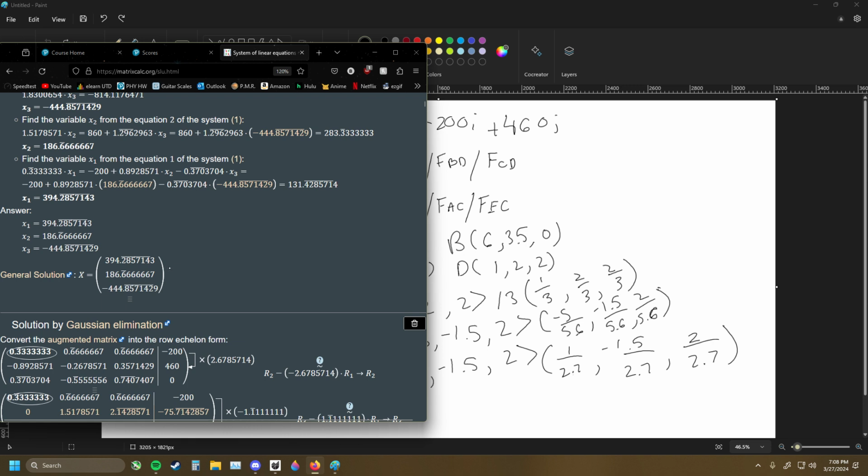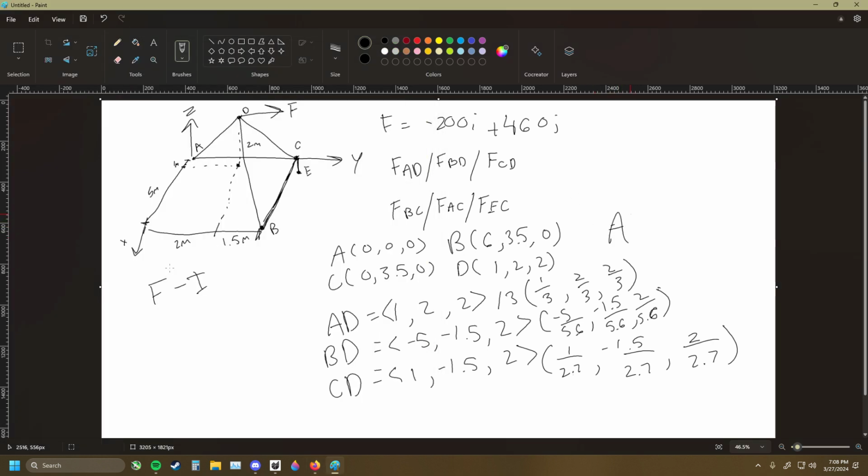Oh, something like this. So we know AD, the tension, is equal to 394. Oh, I wrote BC on my paper, whoops. BD is equal to 186, and CD is -444.